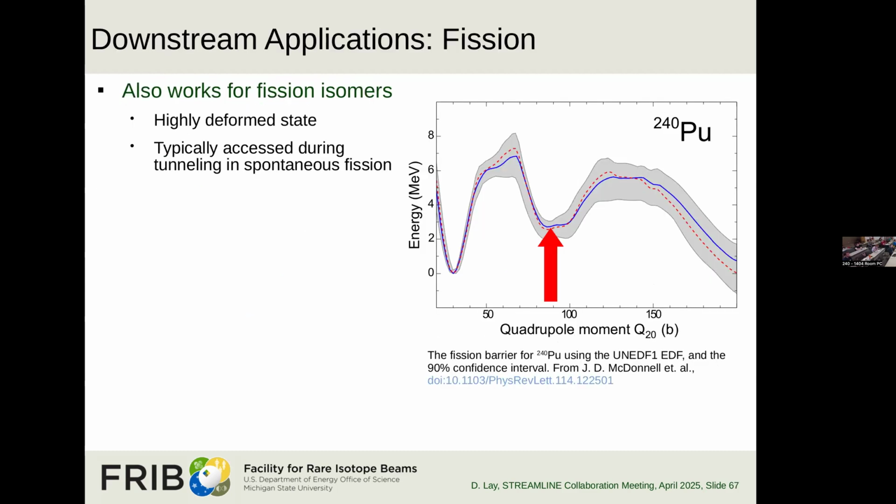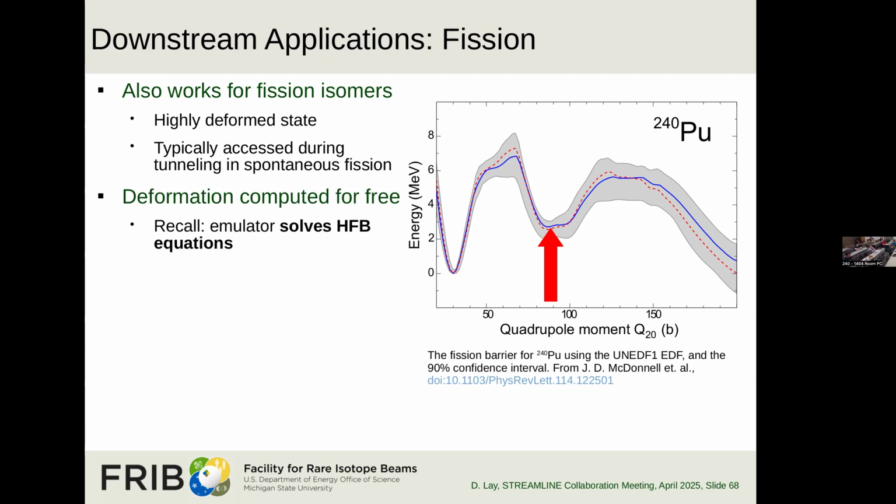The last thing I want to point out is that this is useful for some of the downstream applications as well. We've done tests with fission isomers for actinides. For anybody who's unfamiliar, if you look at a fission barrier, the fission isomer is this minimum here. It's some deformed state that the nucleus will tunnel through as it's undergoing the fission process. And there are properties you get out of this for free. You get, for instance, the deformation, and the excitation energy over the ground state, because again, you're really solving the HFB equations. So you get out your wave functions and your densities at the tail end.